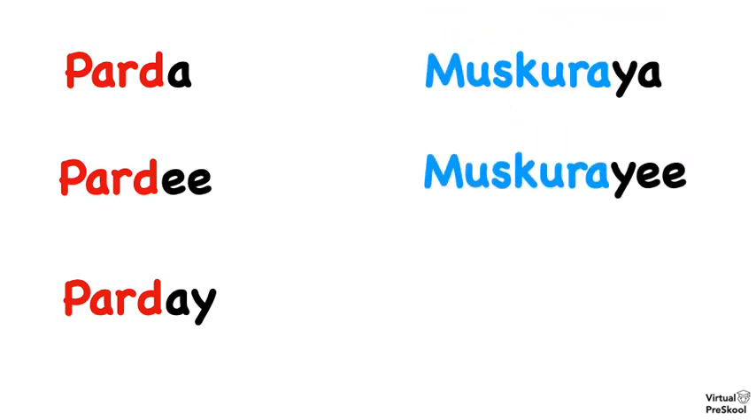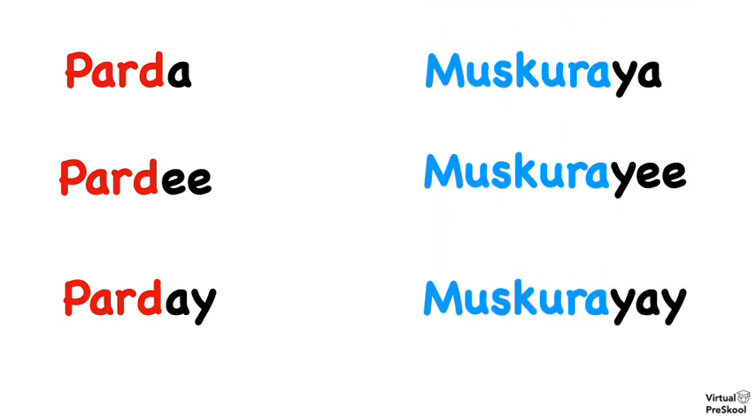Another thing that changed were the conjugations themselves. For padna, the conjugations were pada, padi, and pade. For muskurana, the conjugations were muskuraya, muskurayi, and muskuraye. This has to do with Hindi noun rules and conjugation rules in past tense. And these rules don't apply to any of the other tenses we worked on today, only past tense.